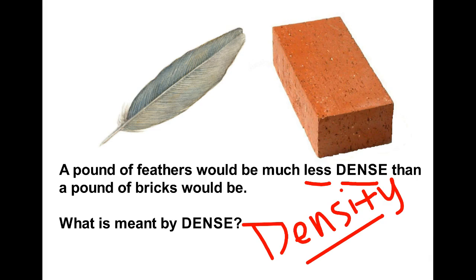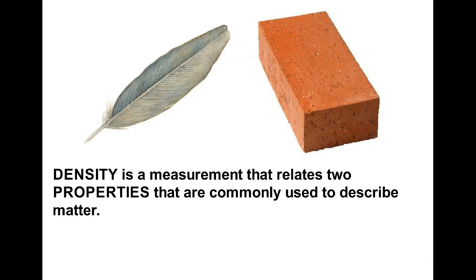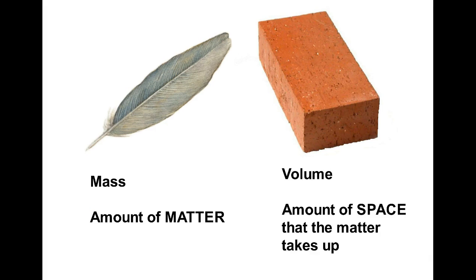And so, density. Well, one way that it's common to describe density is as a measurement. Density is a measurement, but it's really a measurement that relates to other measurements or properties that we have already talked about in this class. These are two properties that are most often used to describe matter, and they are mass and volume.